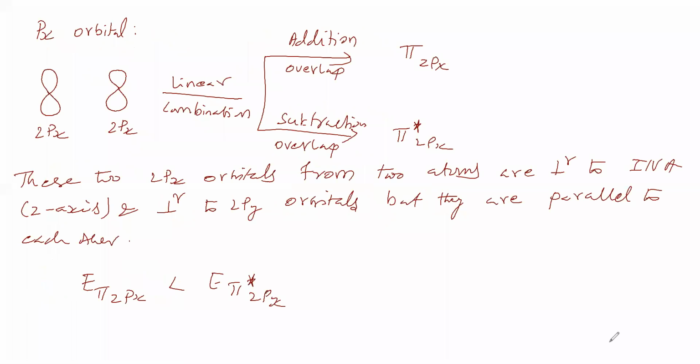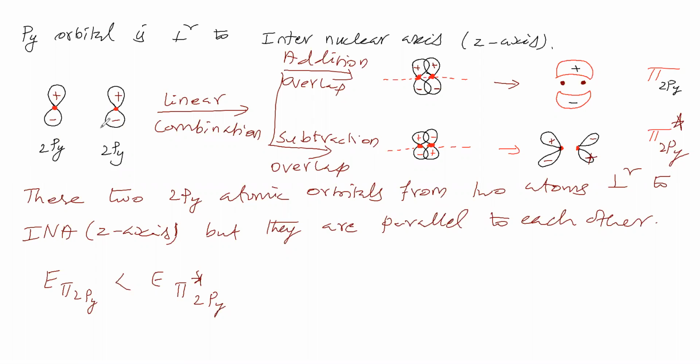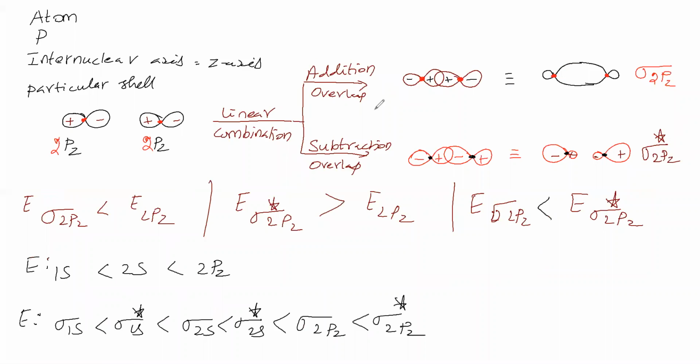Okay, so now we have taken 2py atomic orbitals going for lateral overlapping. Lateral overlapping is possible here. In this case, 2pz atomic orbitals go for end-on-end overlap, otherwise called axial overlap. Axial overlap means overlap takes place along the internuclear axis.